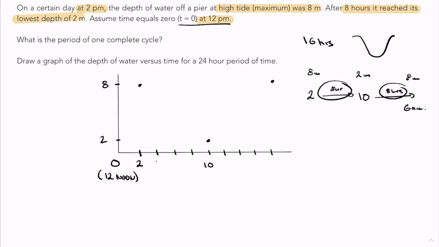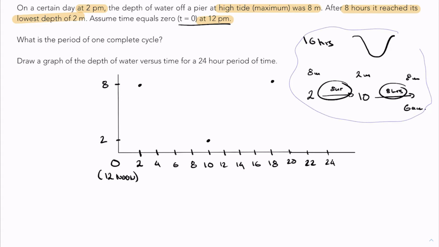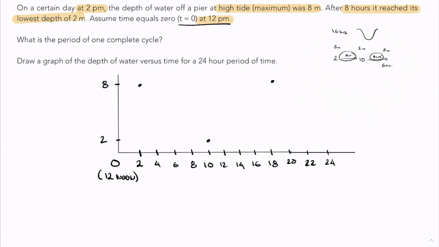So that is 2. Let me just put in the numbers. 12, 14, 16, and 18. Then we have 20. I'm going to have to extend this a bit. 22 and 24. So this stuff here, I'm just going to shrink it, put it up there. And our graph is going to look something like this.